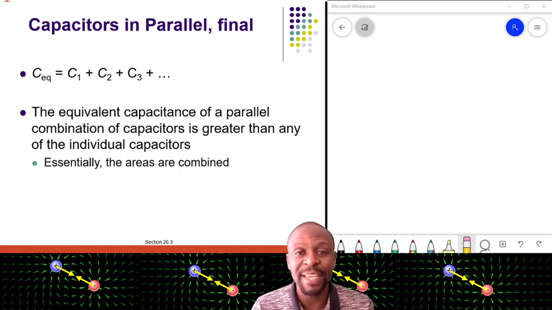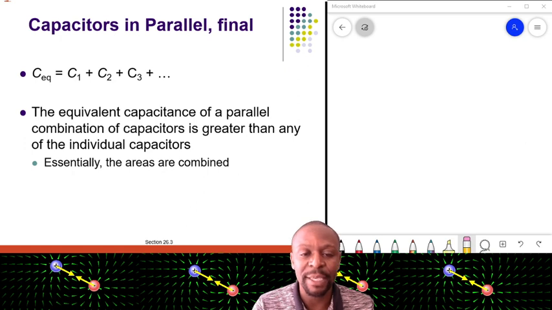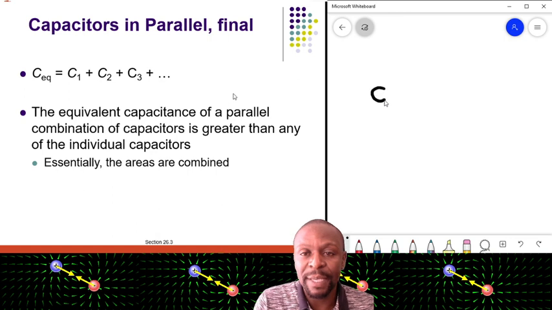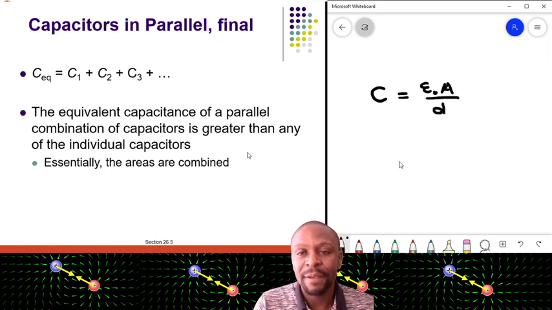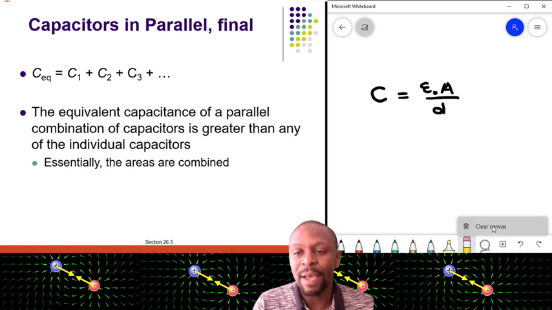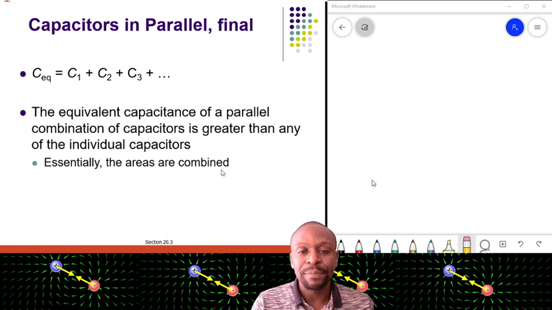That is essentially saying that the areas are combined. The area of the capacitors is combined. Why is that the case? Because you remember that the equation for the capacitance of a parallel plate capacitor is epsilon naught A divided by d. It means that the area of the capacitor is increased when the capacitors are connected in parallel.